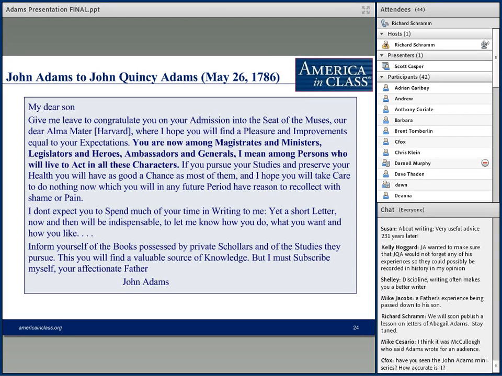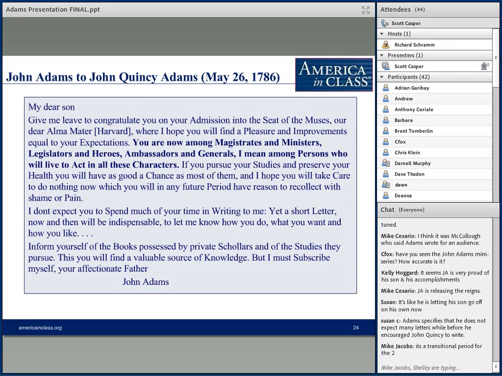I think that's right. Earlier, John Adams was saying, you should write to me and telling him exactly how you should. Now he's saying, you don't need to write as much to me. You know, you're busy, you're studying. Every once in a while, could you write something? And exactly, Susan, before he encouraged John Quincy to write, now he doesn't. I think it is transitional.